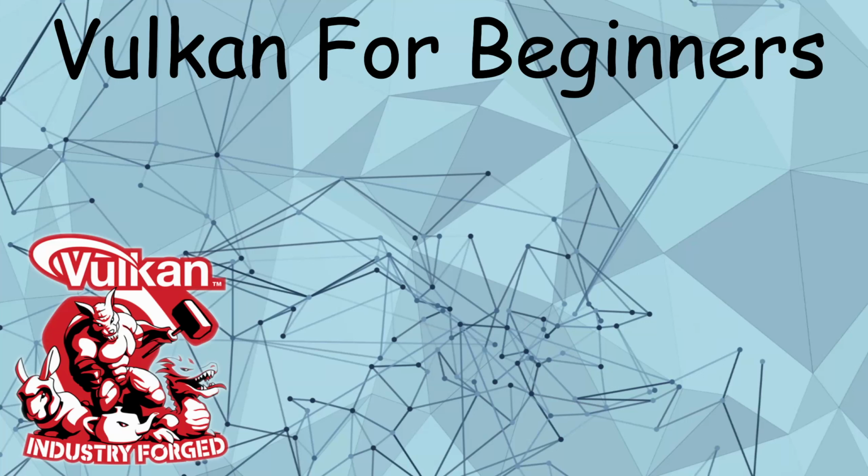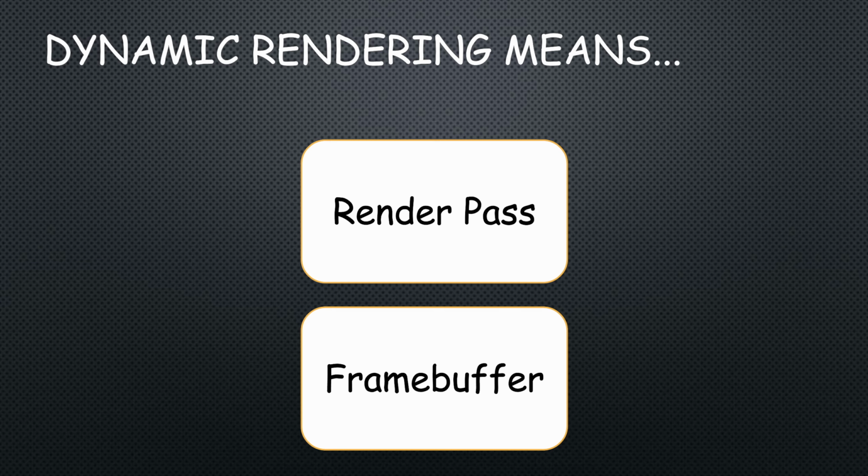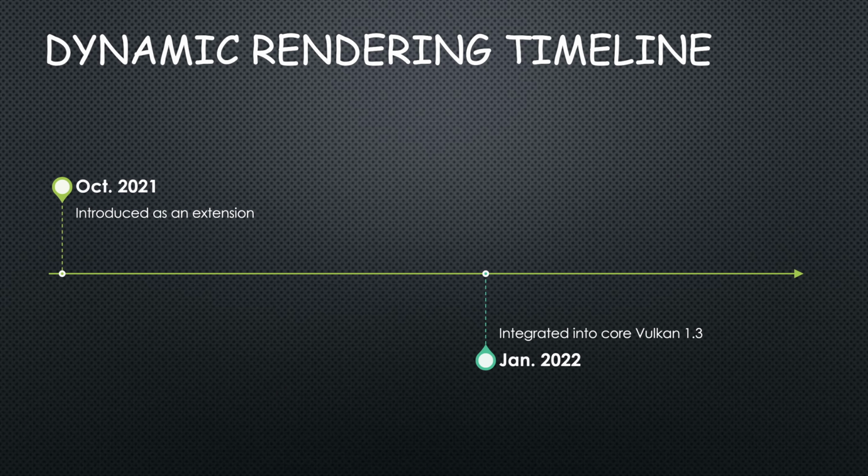Hello Vulkan developers! One of the relatively recent additions to the Vulkan specification is dynamic rendering. In a nutshell, it allows us to conveniently get rid of both the render pass and the frame buffer objects and allow greater flexibility when setting up the render target. This feature was introduced as an extension and became a core part of Vulkan starting from version 1.3.